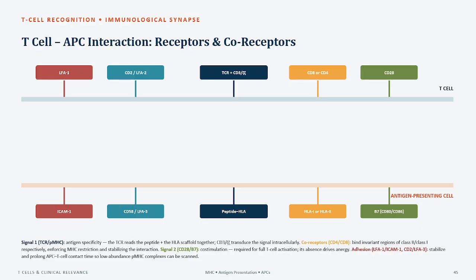So co-stimulation: on the T cell you have the CD28, and the APC ligand is B7, the CD80 or the CD86. The main function of this co-stimulation is that it is essential for the full T cell activation, proliferation, and survival. Without this signal, the T cell becomes non-responsive and anergic.